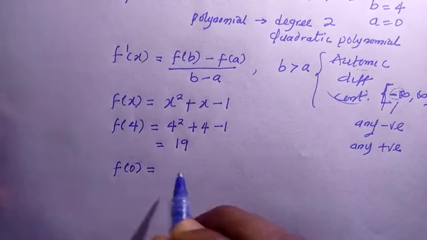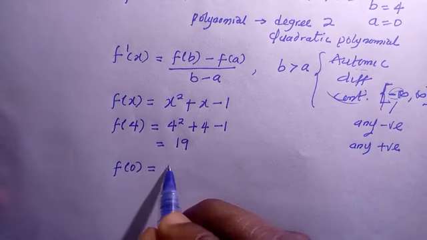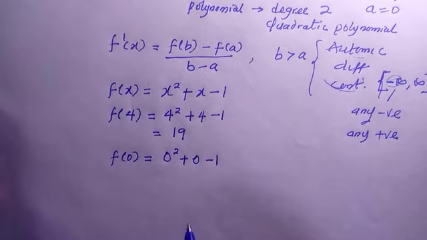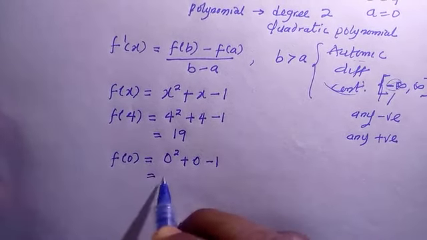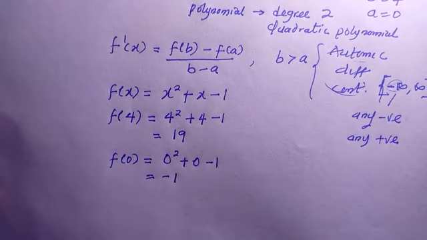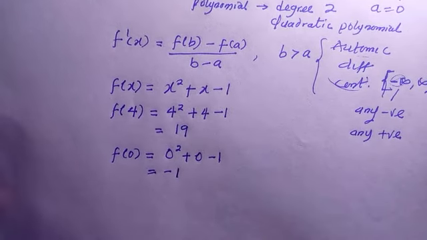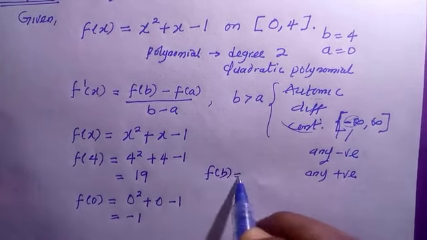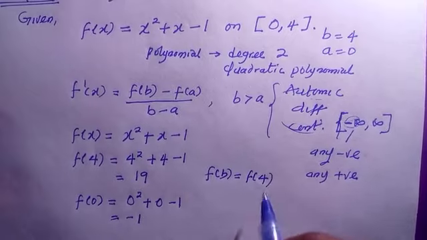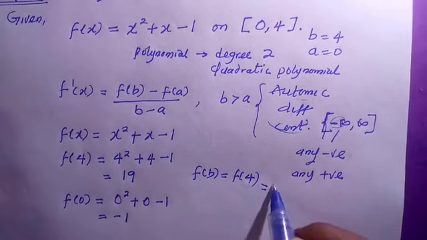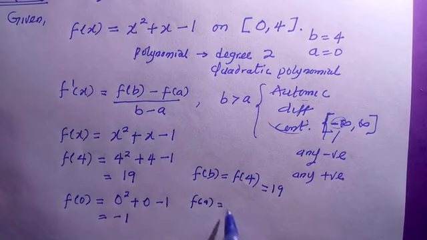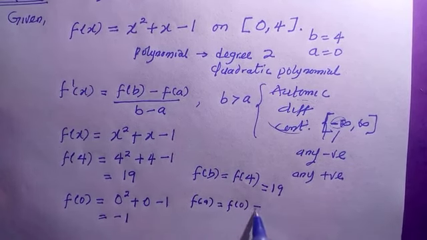And for f of 0, which is the value of a, we just plug in 0, which is 0 squared plus 0 minus 1, and the entire thing becomes negative 1. All right, I think we have provided four different things from the formula: f of b, f of a, b, and a. All have been provided. It's just more explanation that f of b is also f of 4, which is 19, and f of a is also f of 0, which is minus 1.